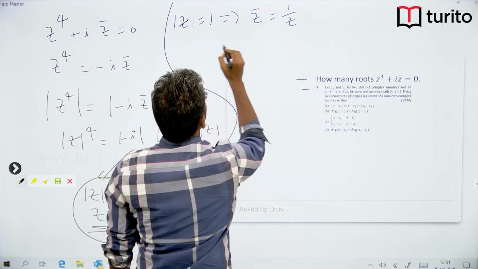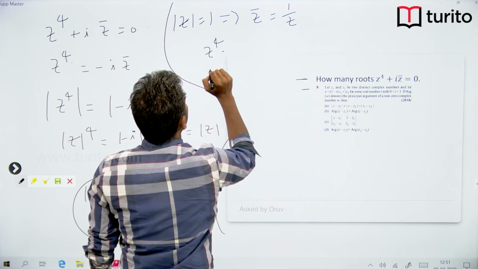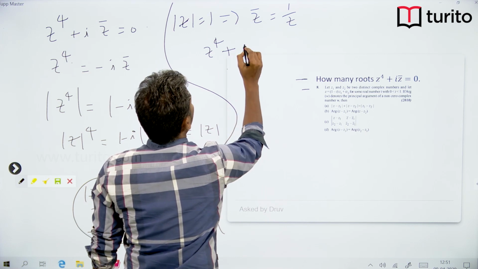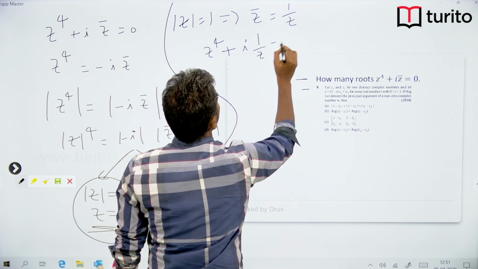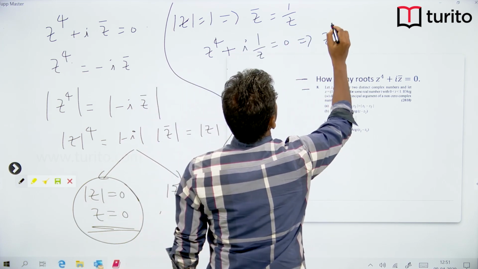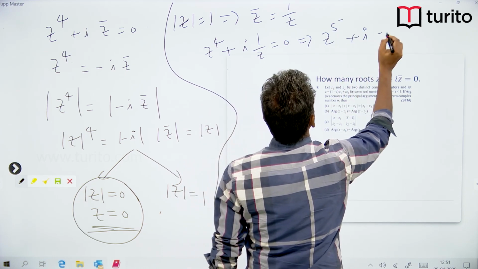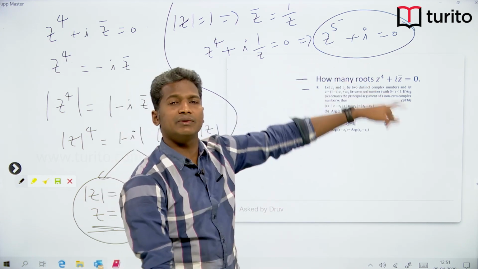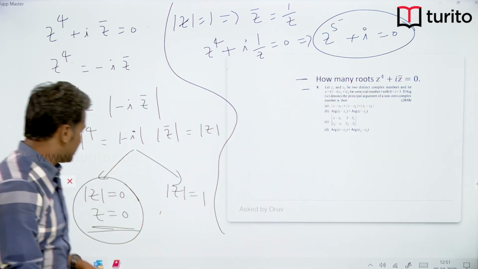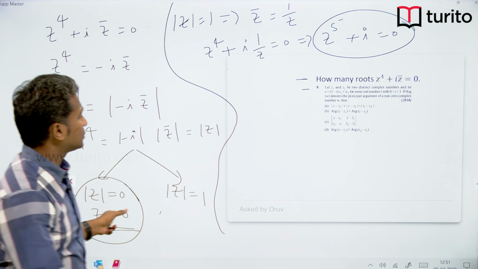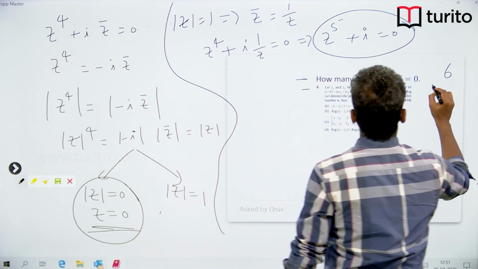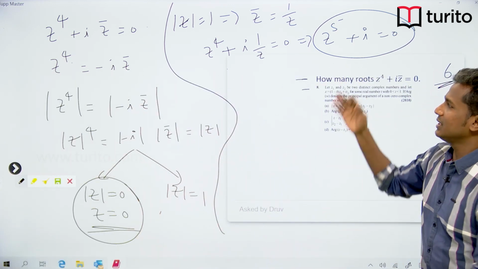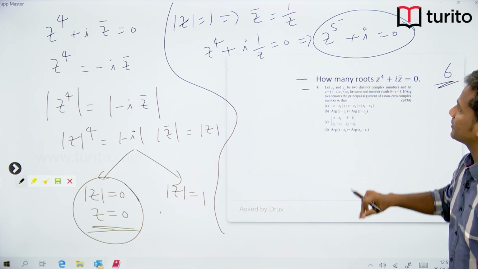So, the equation becomes z power 4 plus i into 1 by z is equal to 0. This implies z power 5 plus i is equal to 0. If you observe, this is a fifth degree equation, it will have 5 roots. There is one root here that we confirmed. So, in total there are 6 roots to this question. This is an easy question, so that is why I also solved this.